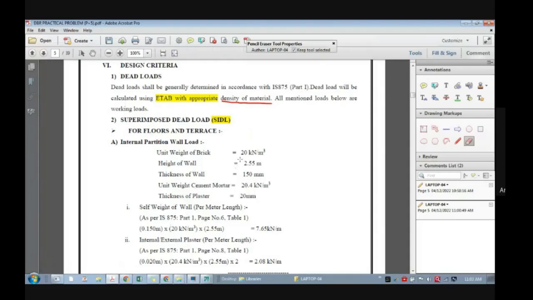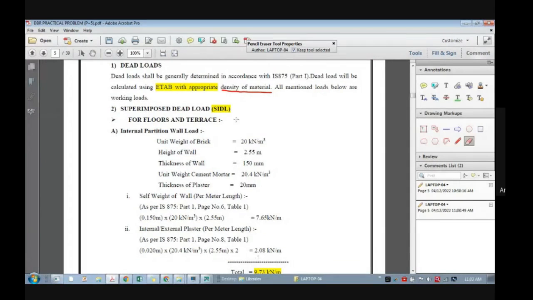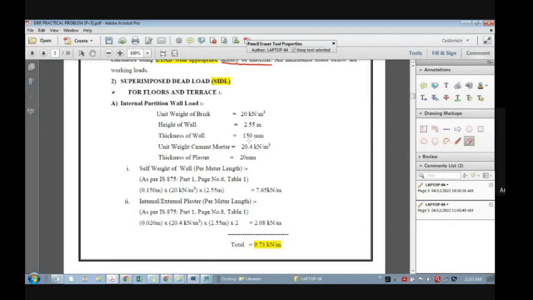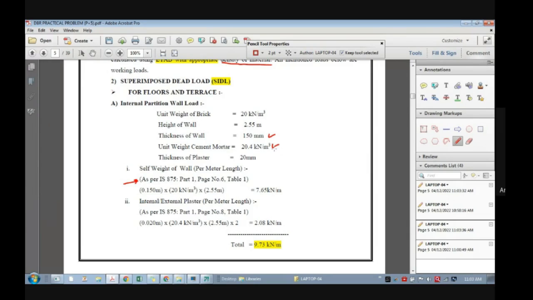Once you know the thickness of the wall and height of the wall, you should know the unit weight of the brick. Generally, we get this from the IS code, IS 875. You can see here. Is it visible to everyone? So this information is given in the IS code. Everything is mentioned: the unit weight of cement mortar and brick, unit weight of brick, and thickness of plasters.